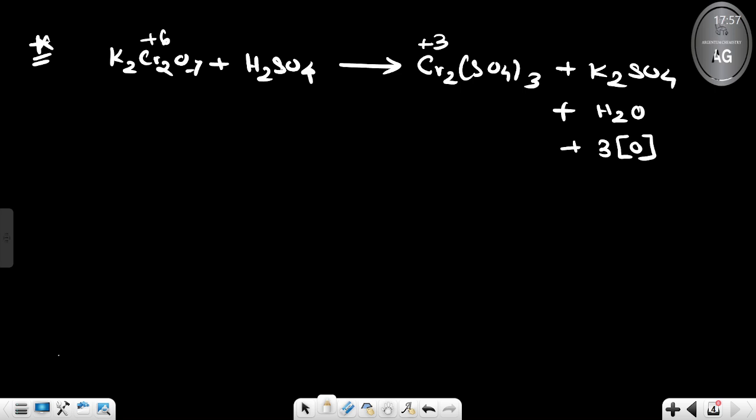Here you remember that the number of electrons changed is equal to 6, right? So the equivalent mass of K2Cr2O7 will be its molar mass divided by 6, because you know equivalent mass is equal to molar mass divided by n-factor. Now let us start with the reactions, the reactions we have in our syllabus.